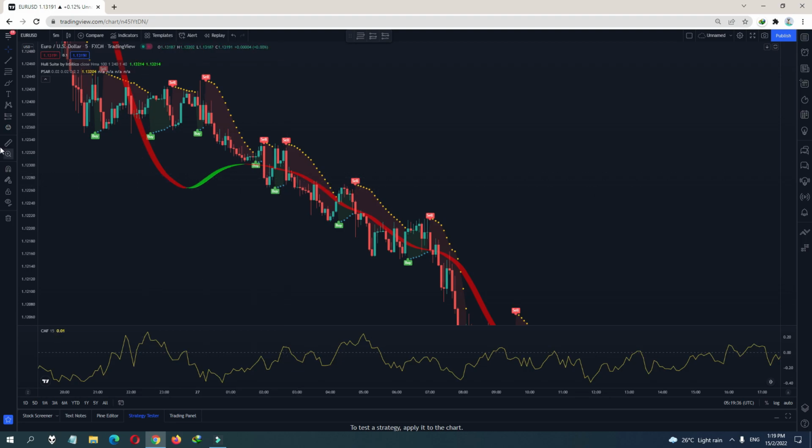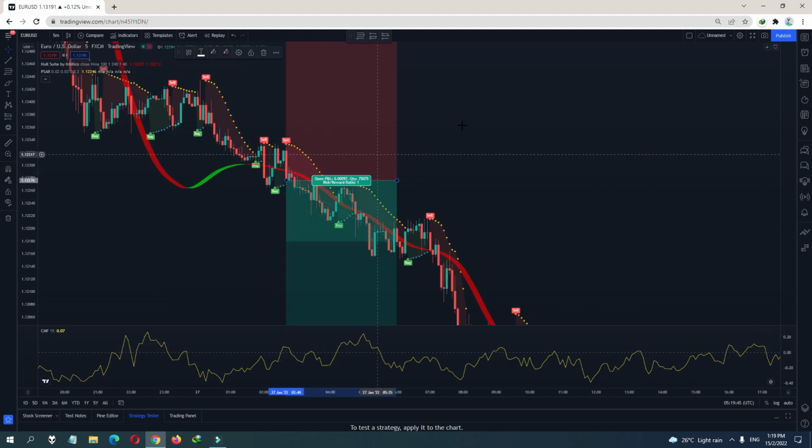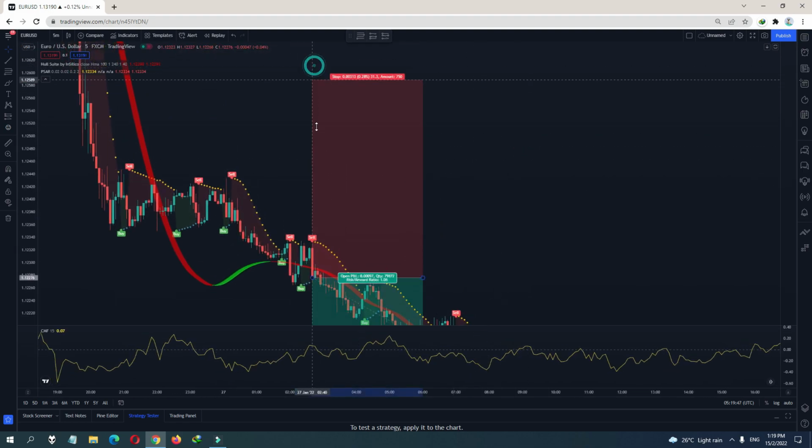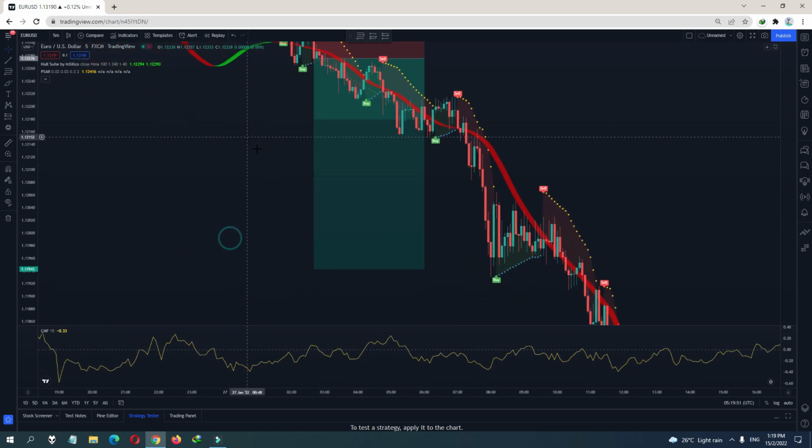So here is the sell. Hull Suite is red, you have a sell signal on Parabolic SAR, and the Chaikin money flow is above the 0 line, so that's where you sell. The stop loss is the previous logical swing high. You can target 1 to 2 or 1 to 1.5.